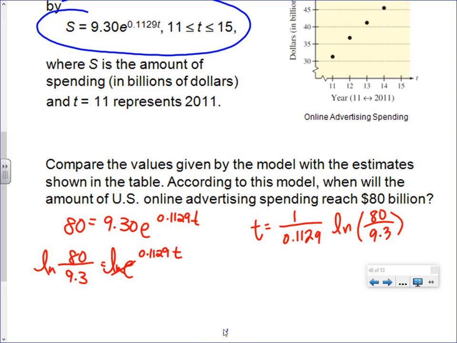As you guys are writing this down, I'm doing a calculator momentarily, don't worry. I'll give it back. 1 divided by 0.1129 times ln of 80 divided by 9.3. I'm getting an actual answer because I want you to help me interpret it. When it says 19.06, what on earth does that mean?